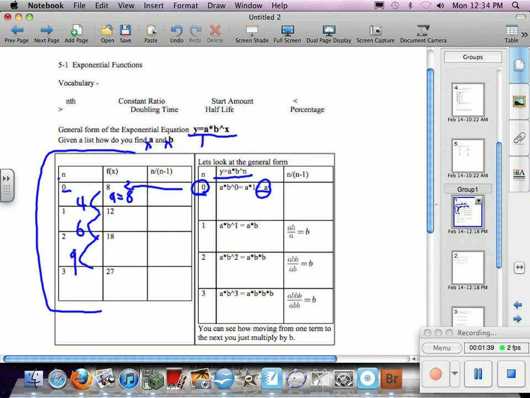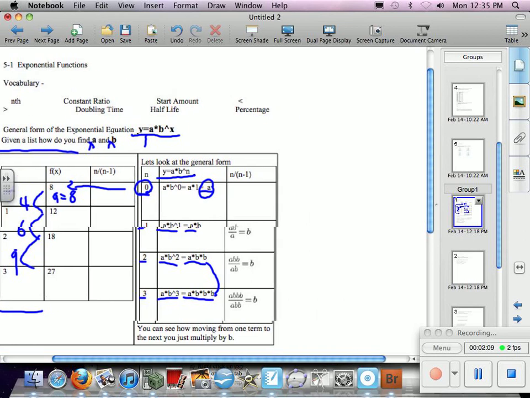Let's keep plugging away. So I plug in 1, and I get a times b to the 1, which just equals a times b. Plug in 2, I get a times b to the 2nd, a times b times b. a times b to the 3rd, which is a times b times b times b. Now what I notice is that I take the previous term, in order to get the current term, I take the previous term and I multiply it times b. Okay? So let's look at that just a little bit.